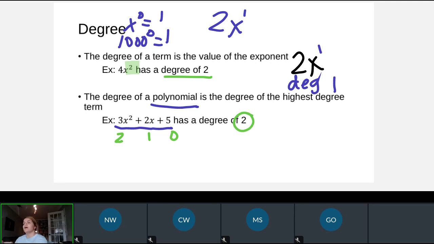It's pretty rare that you'll be asked specifically for the degree, but it's important that you understand terms like 2 times x have a degree of 1.